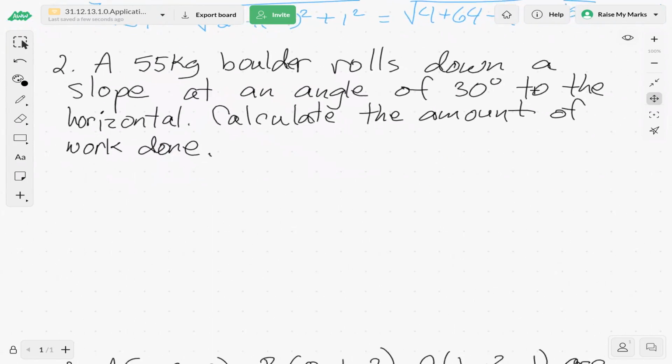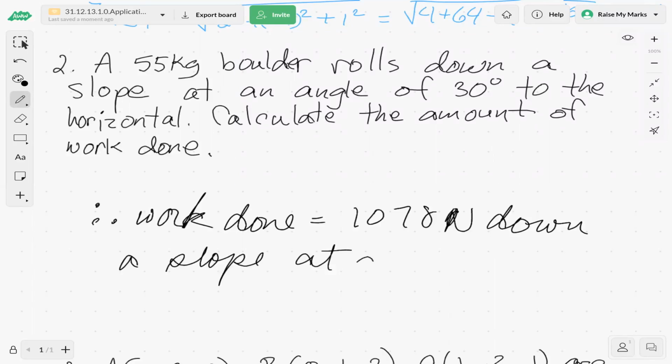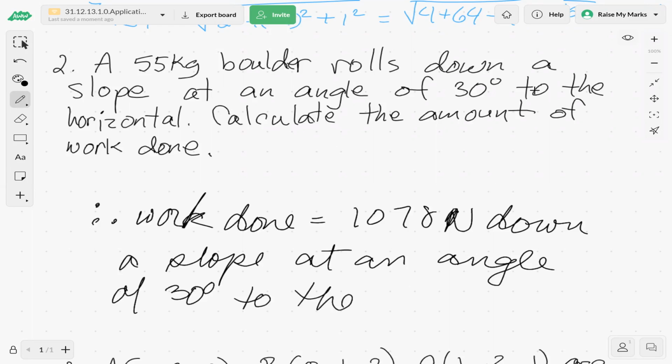So the work, why don't we put here, work done equals 1,078 newtons down a slope at an angle of 30 degrees to horizontal.